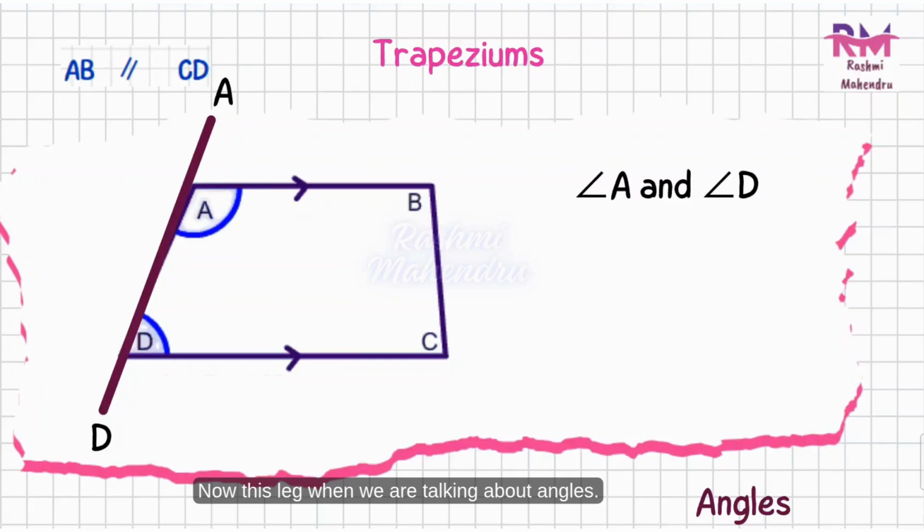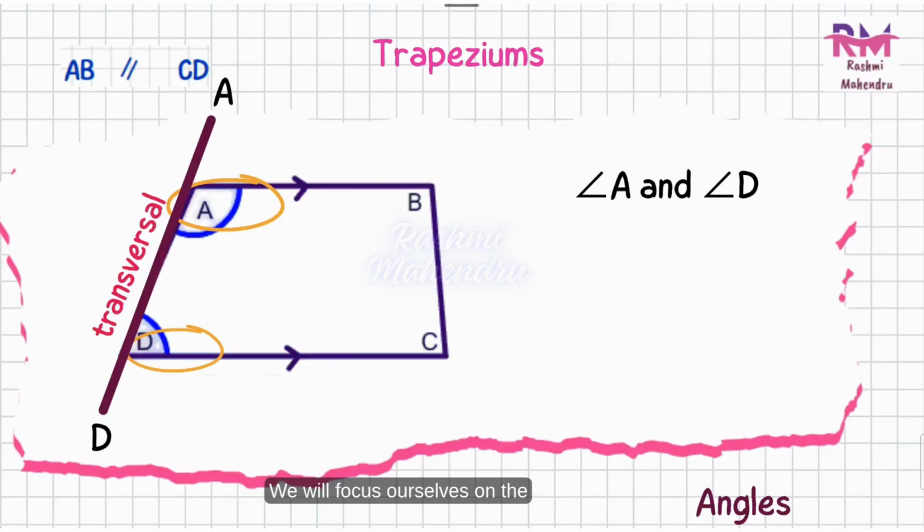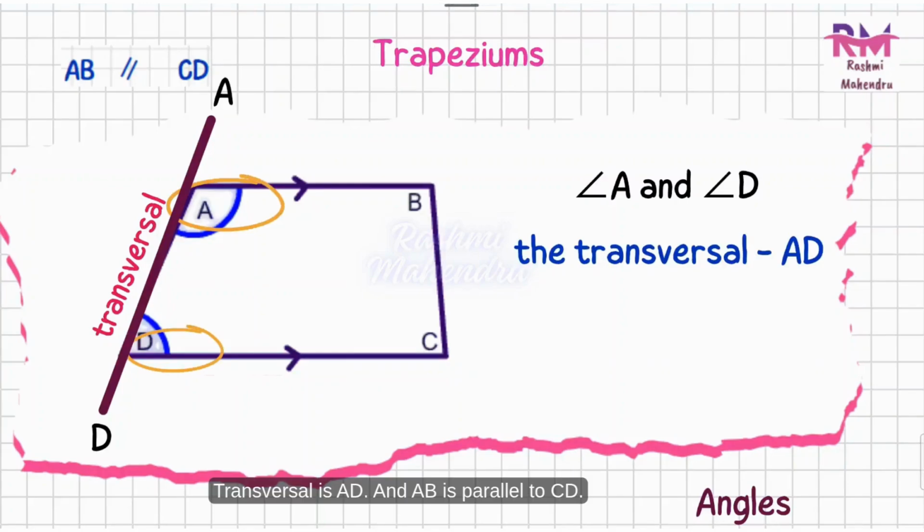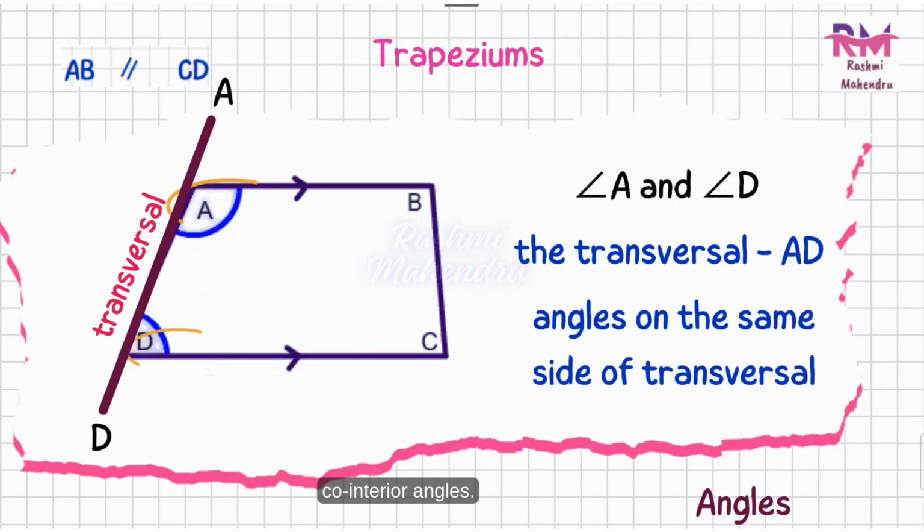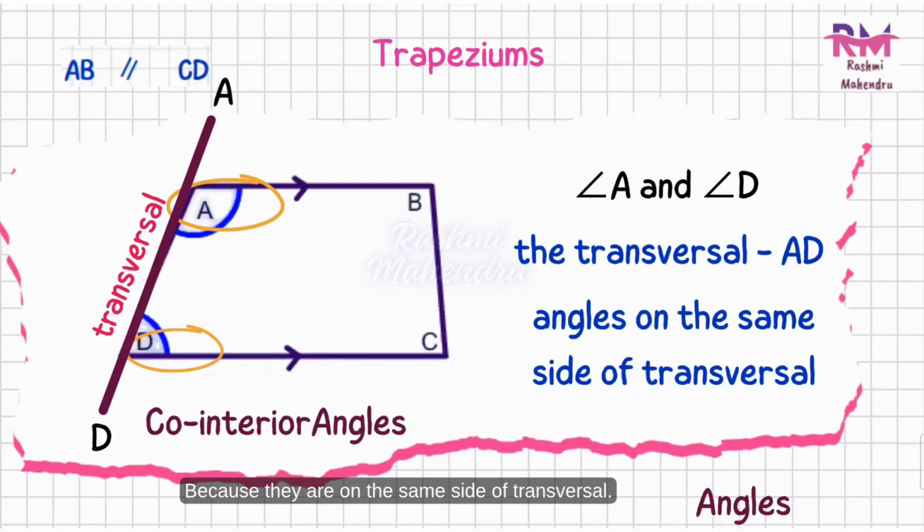Now this leg, when we are talking about angles, is referred to as the transversal. So when we are talking about angle A and angle D, we will focus on the transversal or the leg AD. But what is the property of these two angles? Something that you can recall from your previous class. Transversal is AD and AB is parallel to CD, making angle A and angle D co-interior angles because they are on the same side of the transversal. Observe their position carefully. They are running along the leg and they are in the interior. So they are co-interior angles.